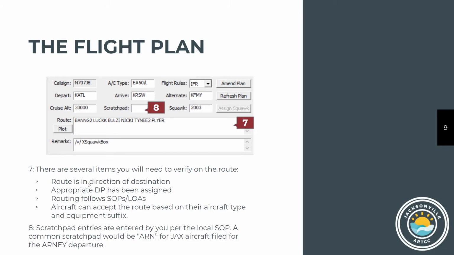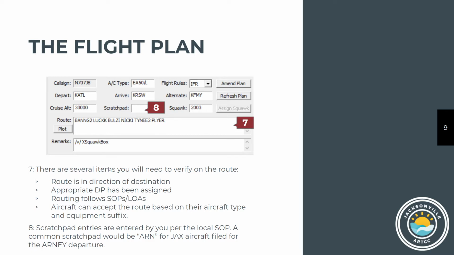And then with the route, we've talked about the routes before. You can use the plot button. You can copy paste the route into your SkyVector and see if it makes sense. There's all sorts of ways you can verify that the route and the departure makes sense.